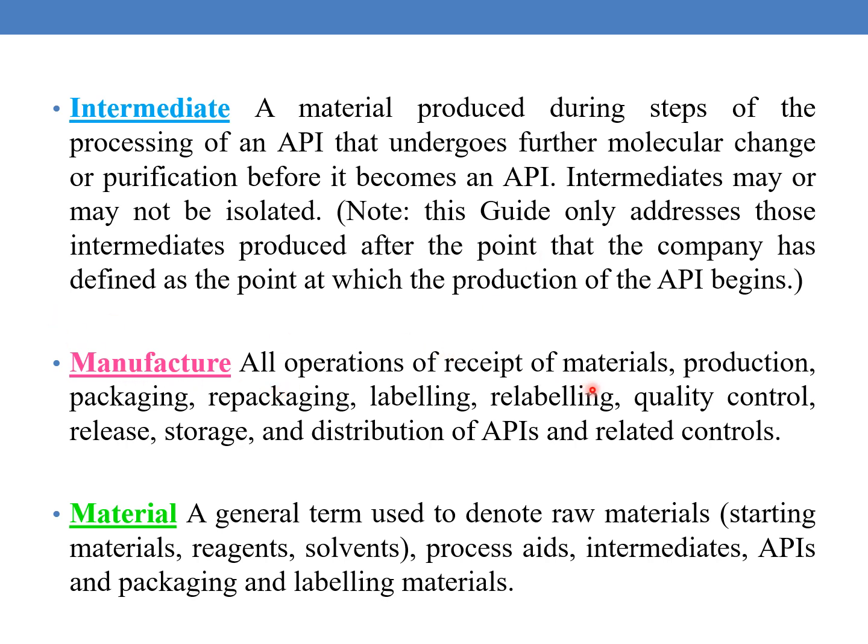Coming to manufacture. All operations of receipt of materials, production, packing, repacking, labeling, relabeling, quality control, release, storage and distribution of APIs and related controls come under manufacture. What is material? A general term used to denote raw materials. They can be starting materials, reagents, solvents, process aids, intermediates, APIs and packaging and labeling materials.